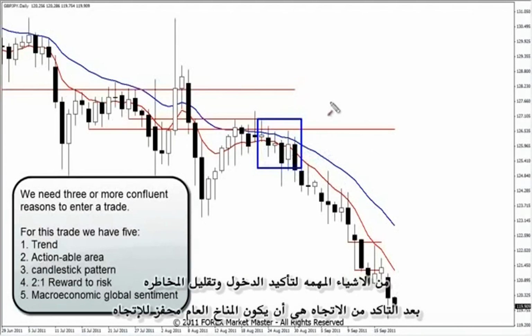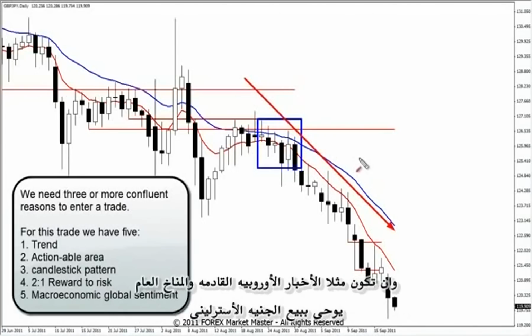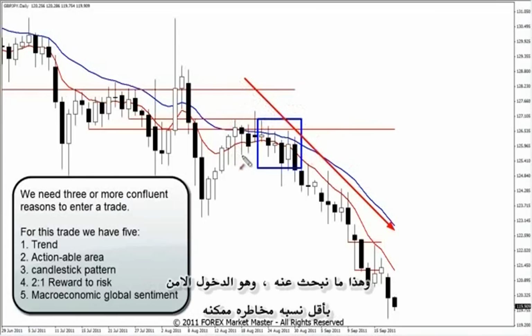Now, one other thing that was quite confluent in this, with our price being able to head down like so, is that when we look at the global macroeconomic news, we're being told how the European debt crisis is affecting the European currencies. And though the pound sterling is not the euro, it is a European currency. And the sentiment in the market is to sell the pound. And that's exactly what we're playing off of too. It really fed into this and made for a very high probability, low risk trade.